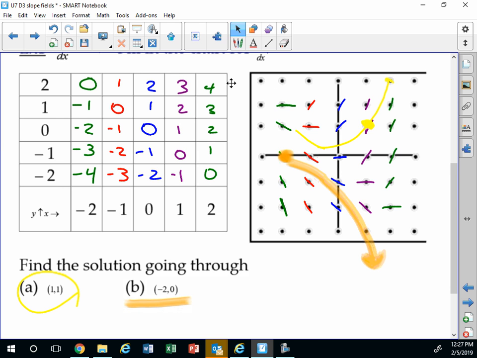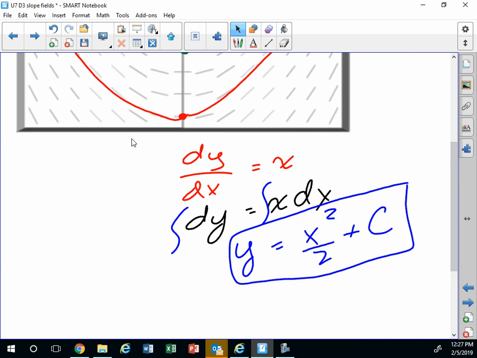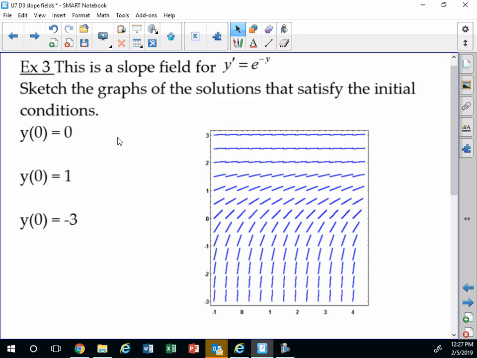Okay? So, number 3. This is the graph of y prime equaling e to the negative y. All I'm asking you to do for this one is to sketch. It's easiest to do in 3 different colors. You have y of 0 equaling 0, y of 0 equaling 1, and y of 0 equaling -3. These are initial conditions. Now, keep in mind, please check your scale.